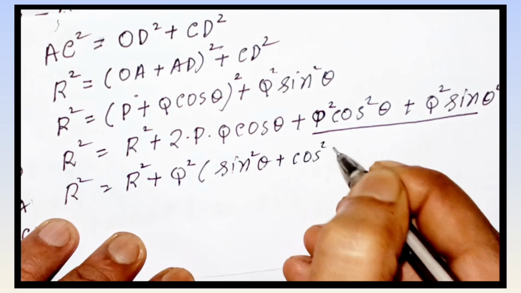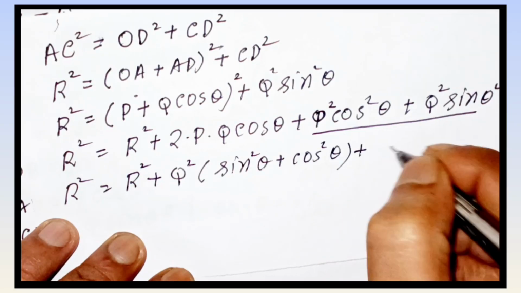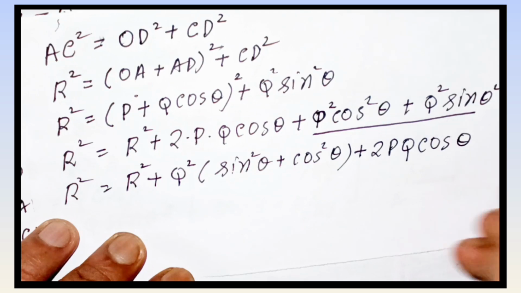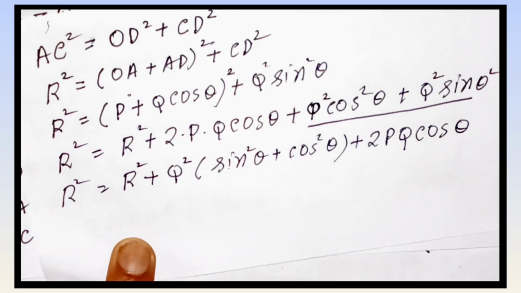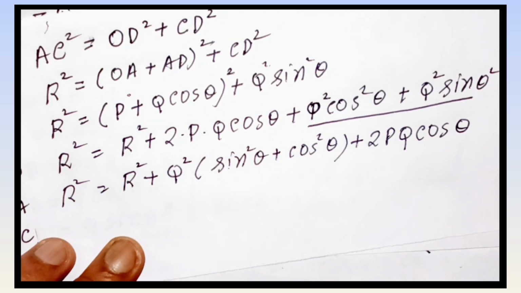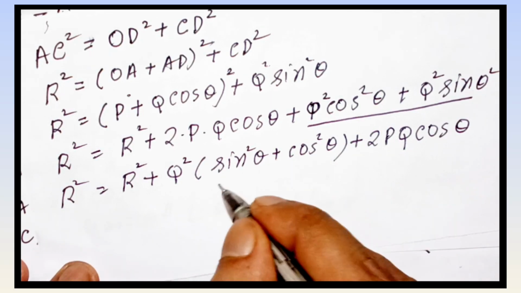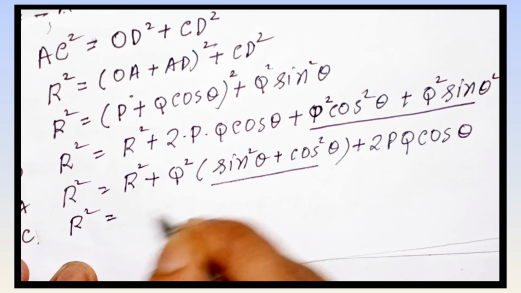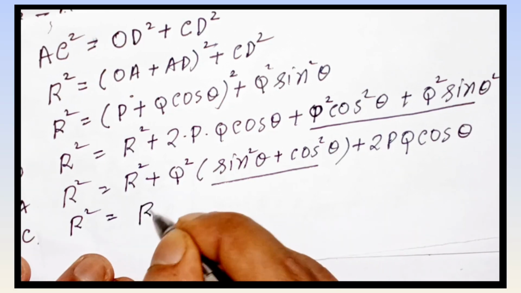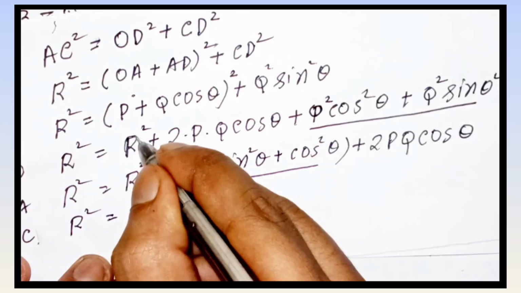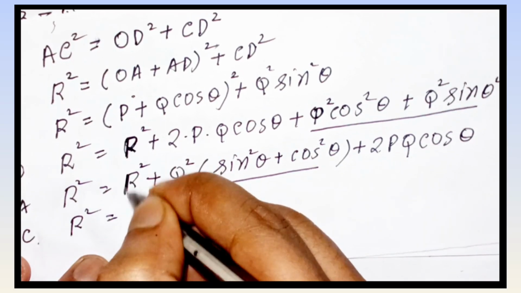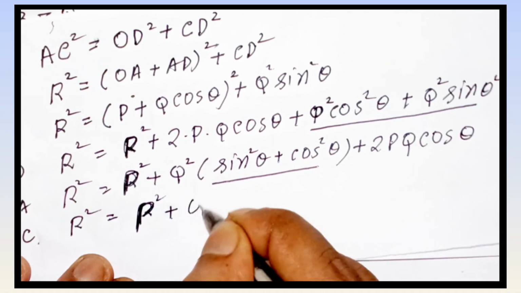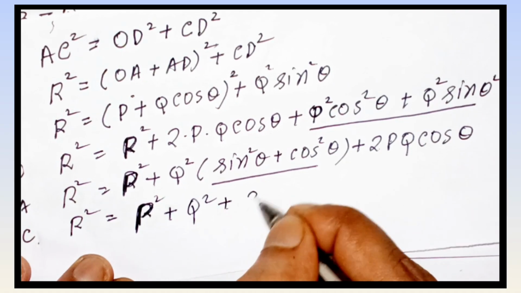Anyway, Q square cos square theta plus Q square sin square theta. Q square is common. Within the bracket, sin square theta plus cos square theta, and we all know the value of sin square theta plus cos square theta equals 1. Then the equation becomes what? R square equals P square plus Q square plus 2PQ cos theta.